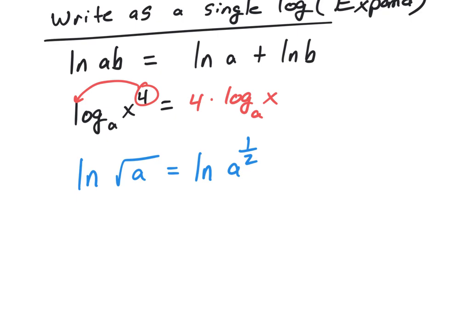So the reason we do this is because now we have a power, and I can apply one of those rules that we just did today. So once again, I'm going to take the exponent that we have, move it over in front, and say 1/2 times the ln of a. And that would be our answer.